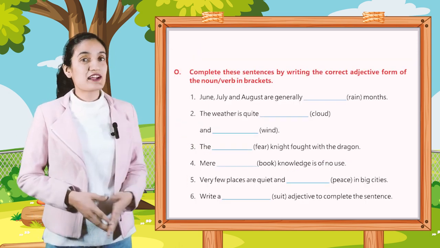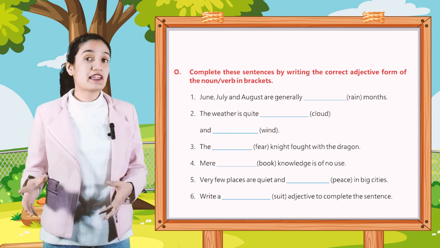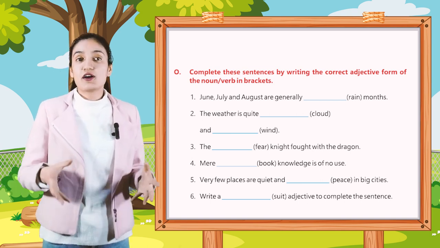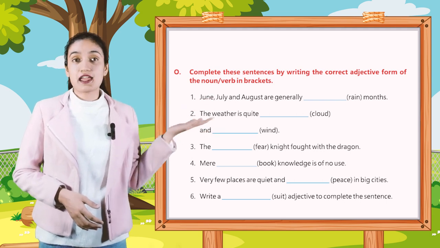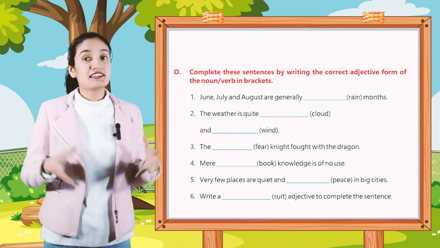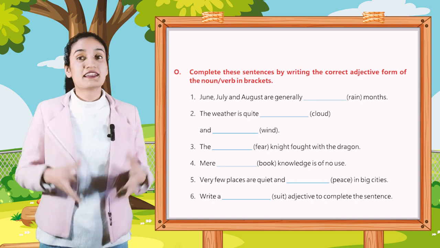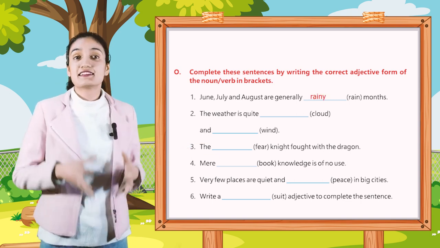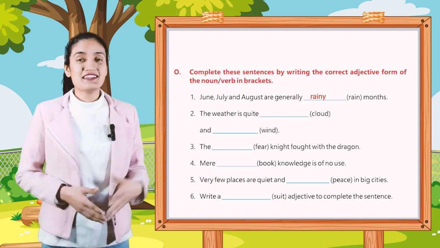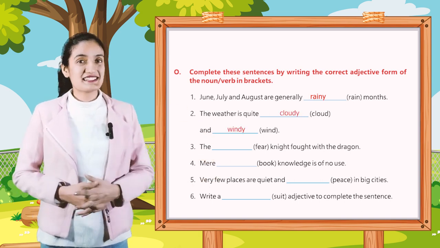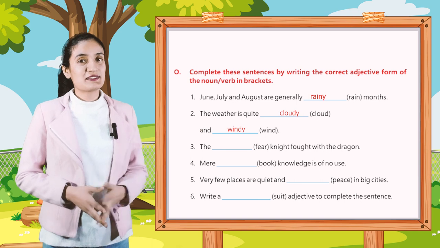Now come to the next part. Complete these sentences by writing the correct adjective forms of the nouns or verbs in brackets. First, June, July and August are generally dash months. So it will be rainy months. Second, the weather is quite dash and dash. So the answer will be cloudy and windy. In this way you have to fill other blanks.